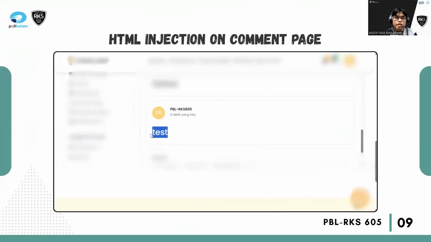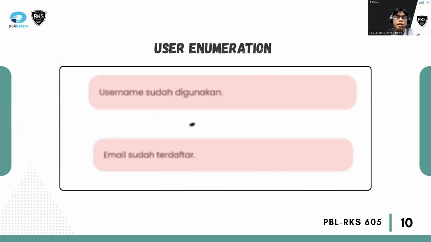In this slide, we found an HTML injection on the comment page. HTML injection is a vulnerability that allows an attacker to inject malicious HTML text into a web application. This can enable the insertion of fake buttons, links, or forms that may deceive users into performing fraudulent actions or expose them to other security risks.